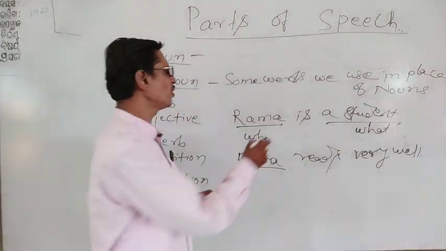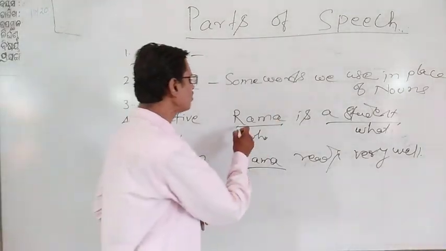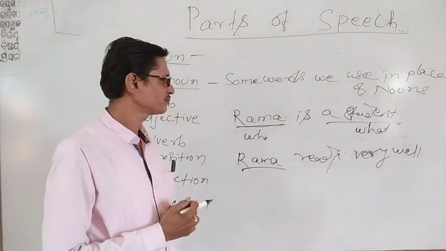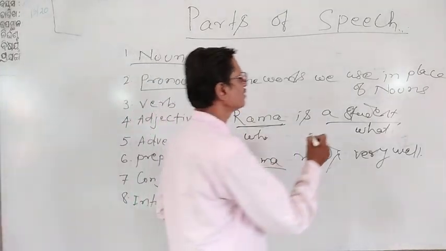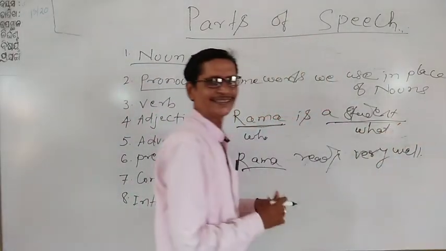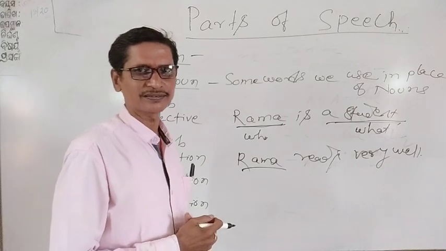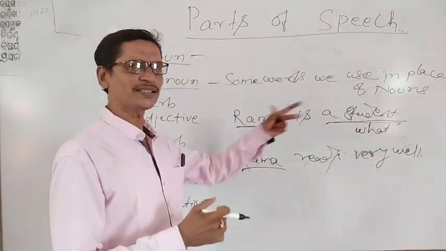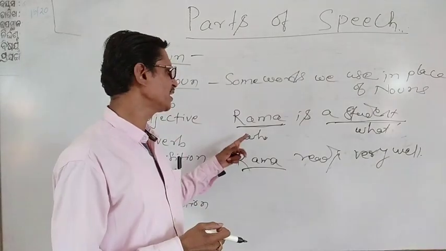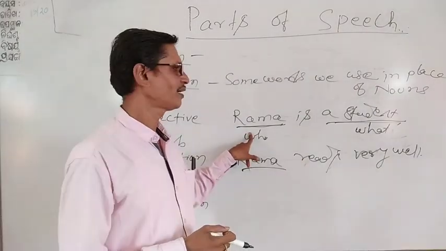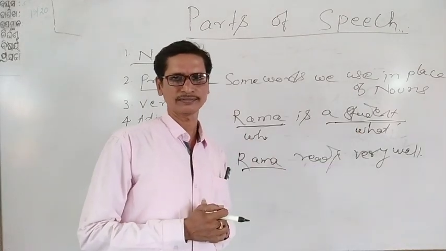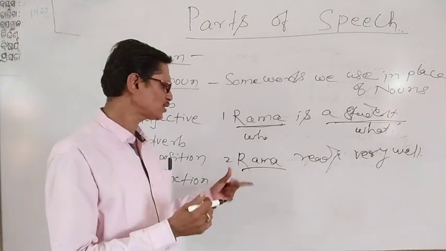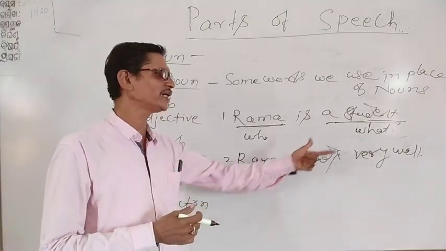So here we find the name over here. Rama, the name of a person. So a student is also the name of a person. Both are persons used at two different places. Here is a subject and object as well. Similarly, in the next sentence, we also wrote Rama reads very well.